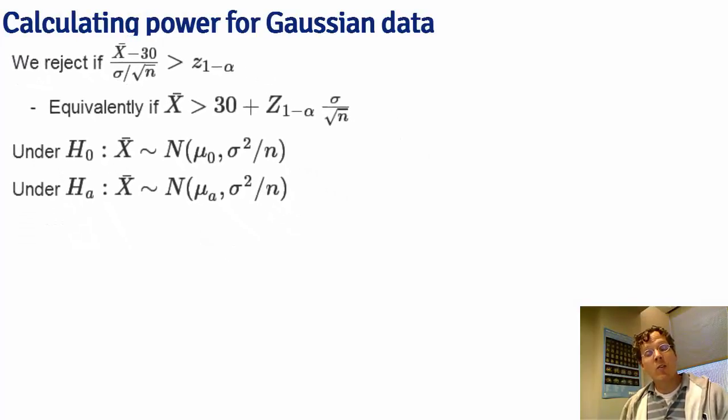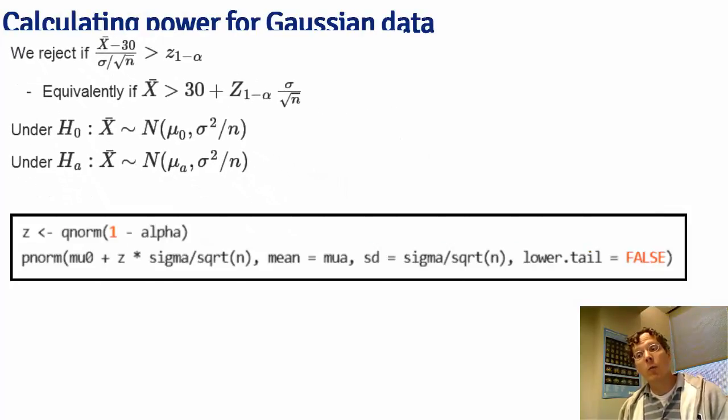So it's very easy to write out in R what our power would be. We want to take pnorm of the probability, in other words, the normal probability of getting a sample mean, mu naught plus z times sigma over square root n, or larger, where this probability is simply calculated with mu equal to mu a. So here we have mean equal to mu a. Our standard deviation is the standard error of the mean. And I put lower.tail equals false so that I get the upper probability.